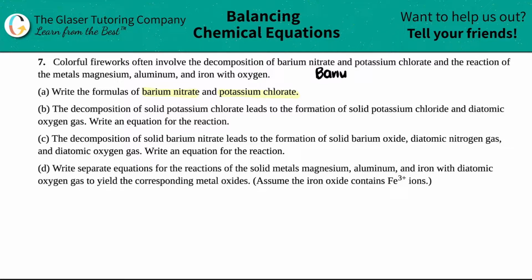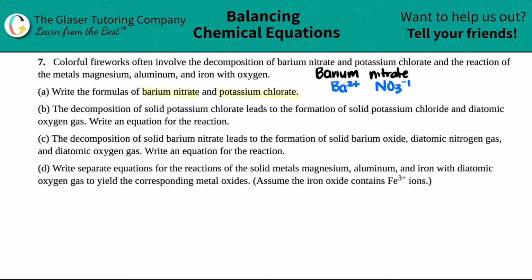Let's see. We have barium nitrate and potassium chlorate. Barium is in group 2 on the periodic table, right? Barium is a 2+ charge. And nitrate is a polyatomic. Nitrate is NO3 with a -1 charge. You have to remember your polyatomics, okay, guys? You'll never be able to escape them in this whole course.